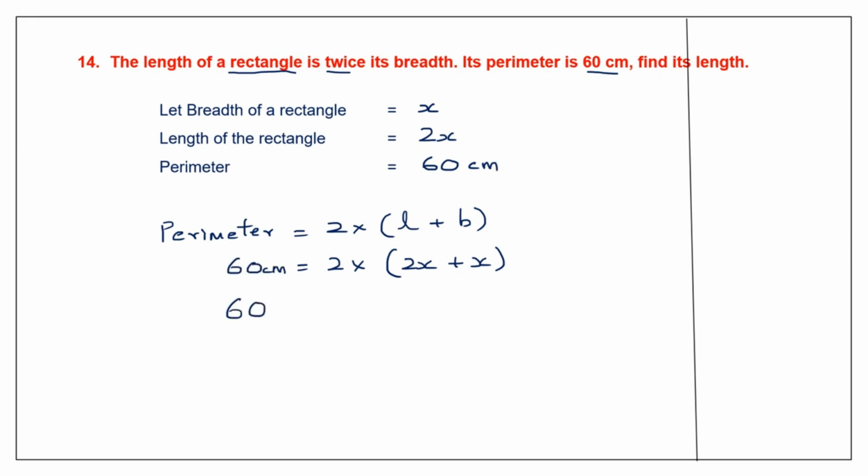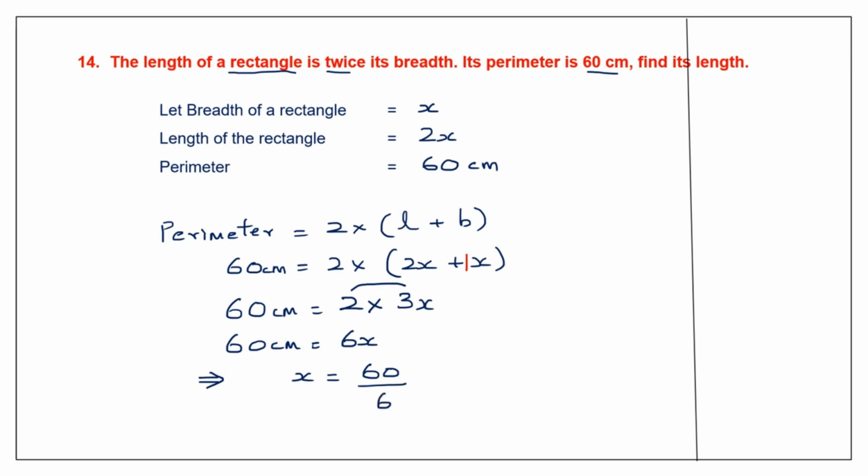So 60 centimeters is equal to 2 into (2x plus x). So this is 2 plus 1, which is 3x. So 2 into 3x. So 60 centimeters is equal to, let's multiply the numbers. 2 3s are 6, 6x. So 6x is equal to 60 centimeters. That means x is equal to 60 centimeters divided by 6.